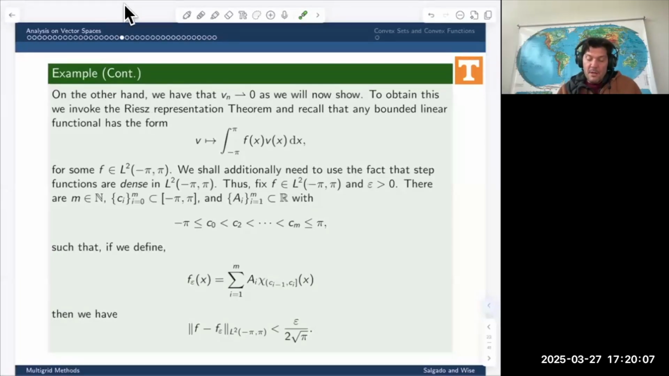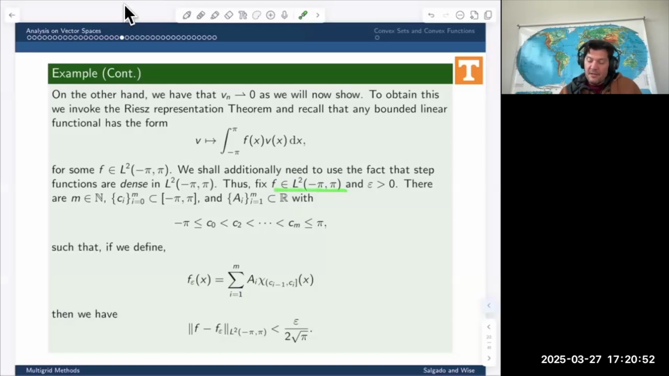So to obtain this, we're going to invoke the Riesz representation theorem, which says that any bounded linear functional on L2 is actually an inner product. Okay, so really all we have to do is show that if we put that sequence Vn in the inner product with any f that's L2 and show that this goes to zero, then we'll show it. So we're just going to let f be an L2 function. Okay, fix that guy. And so all we need to do is show that this integral, whenever I put Vn in here, goes to zero as n goes to infinity. That'll suffice to prove it.